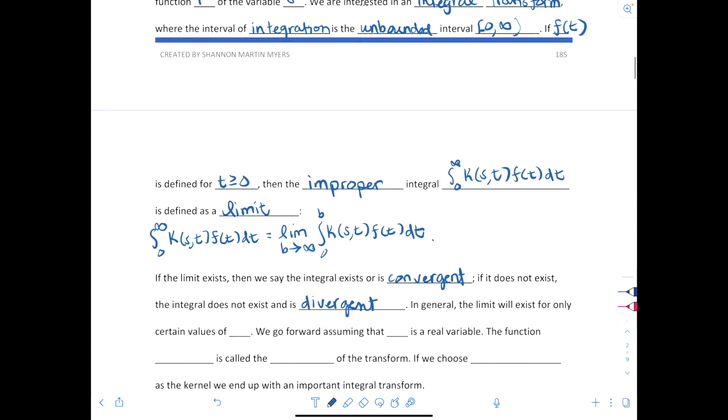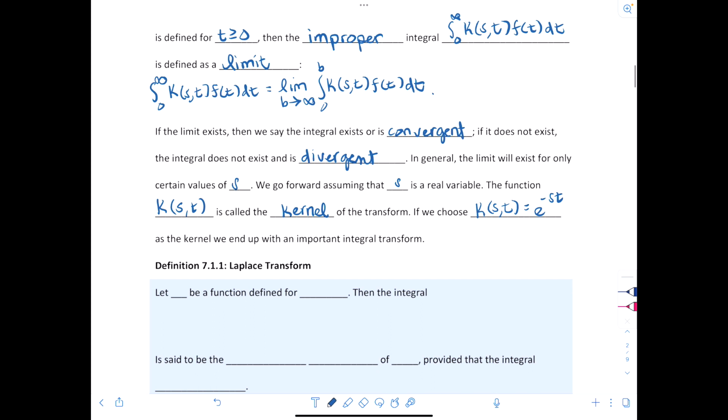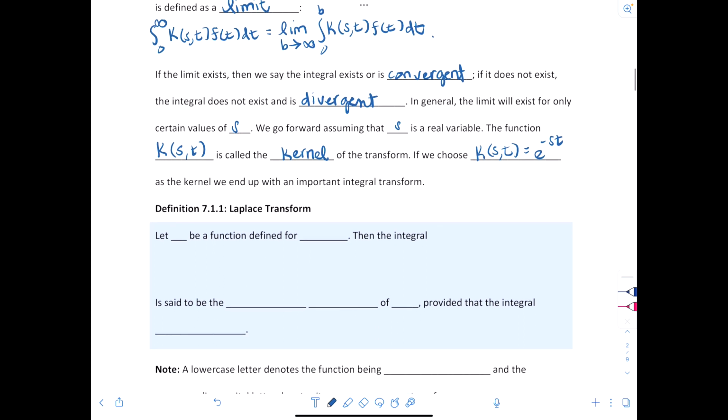In general, the limit will exist for only certain values of s. We go forward assuming s is a real variable. The function k of s and t is called the kernel of the transform. If we choose k of s and t to be equal to e to the negative s times t as the kernel, we end up with an important integral transform.